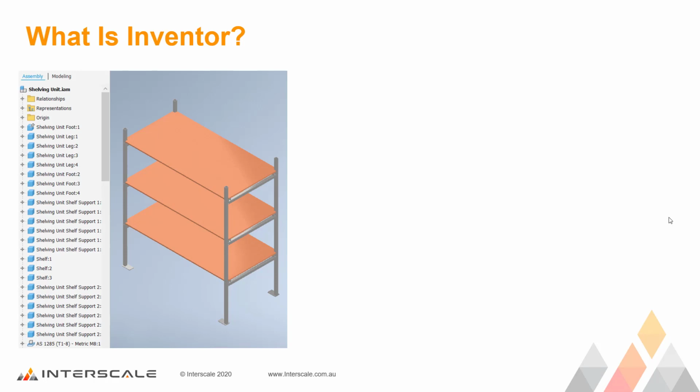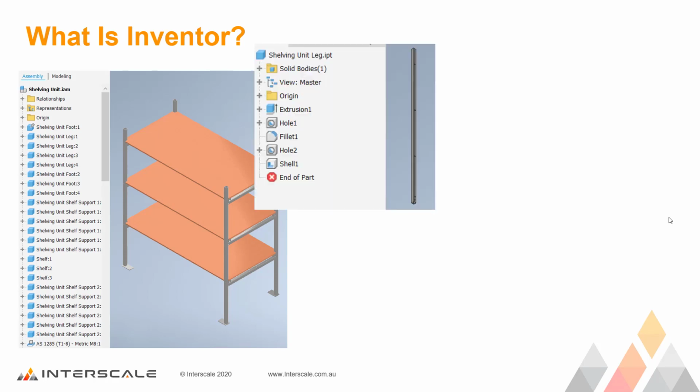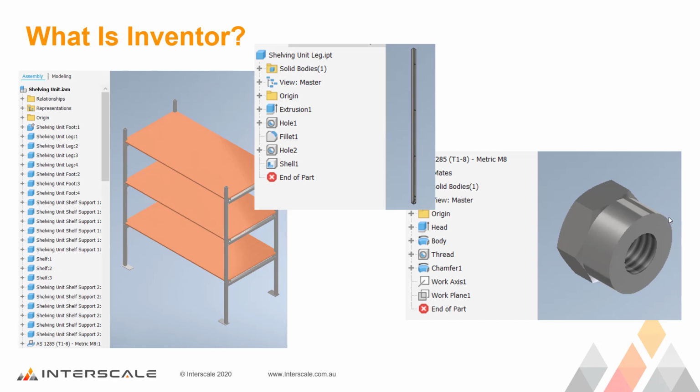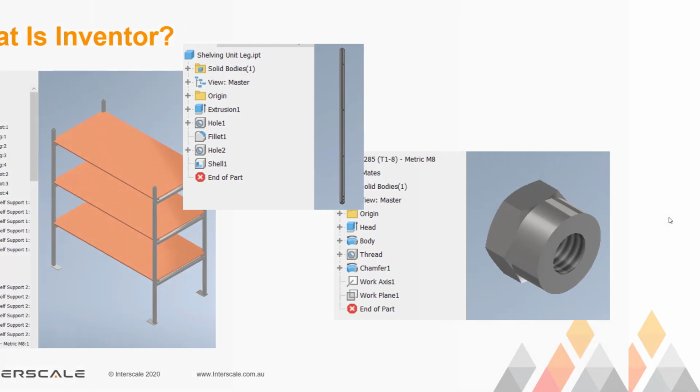Inventor is a computer-aided design application used for 3D mechanical design, simulation, visualization and documentation developed by Autodesk that is used extensively in the manufacturing industry. Users can design assemblies containing sub-assemblies and components using real materials, weights, strengths, etc. In this example, we have a shelving unit designed right down to the individual nuts and bolts. It has over 80 individual components.